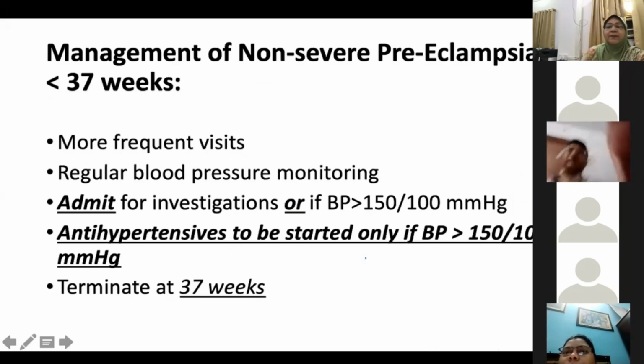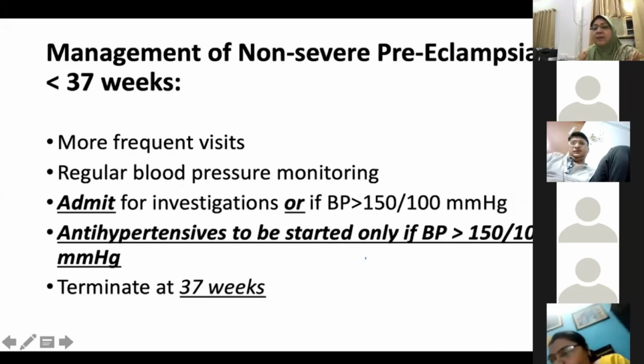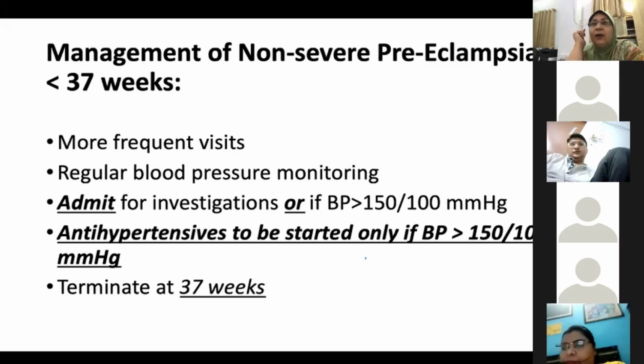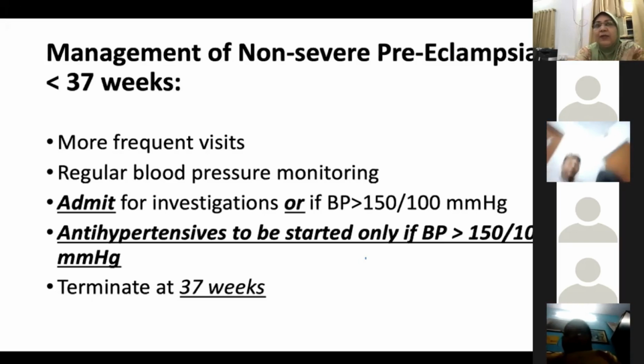Management of non-severe preeclampsia: more frequent visits, I already told you, regular blood pressure monitoring. This is the cutoff when you will admit the patient. Okay, please remember, I just highlighted it. Do not start the antihypertensive at a blood pressure less than 150 by 100. Why? Because it will cause further uteroplacental insufficiency, as well as give a false sense of security to the mother. The pathology will continue until and unless you deliver the baby. What will happen? It will just hide the vasospasm.